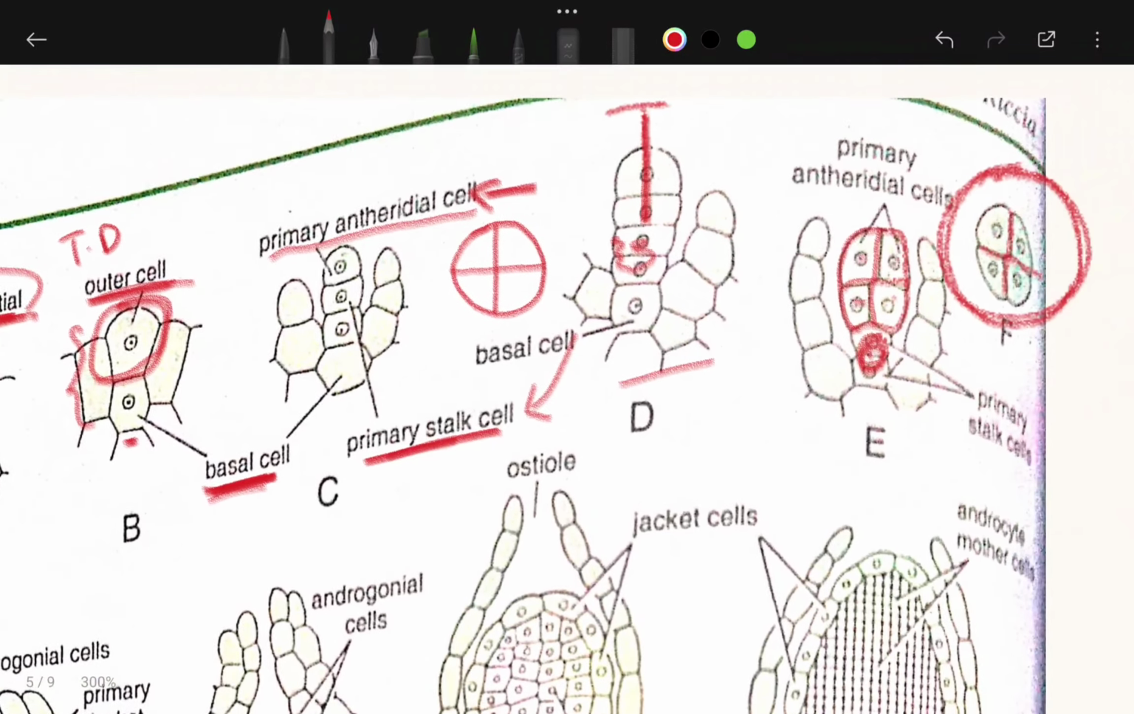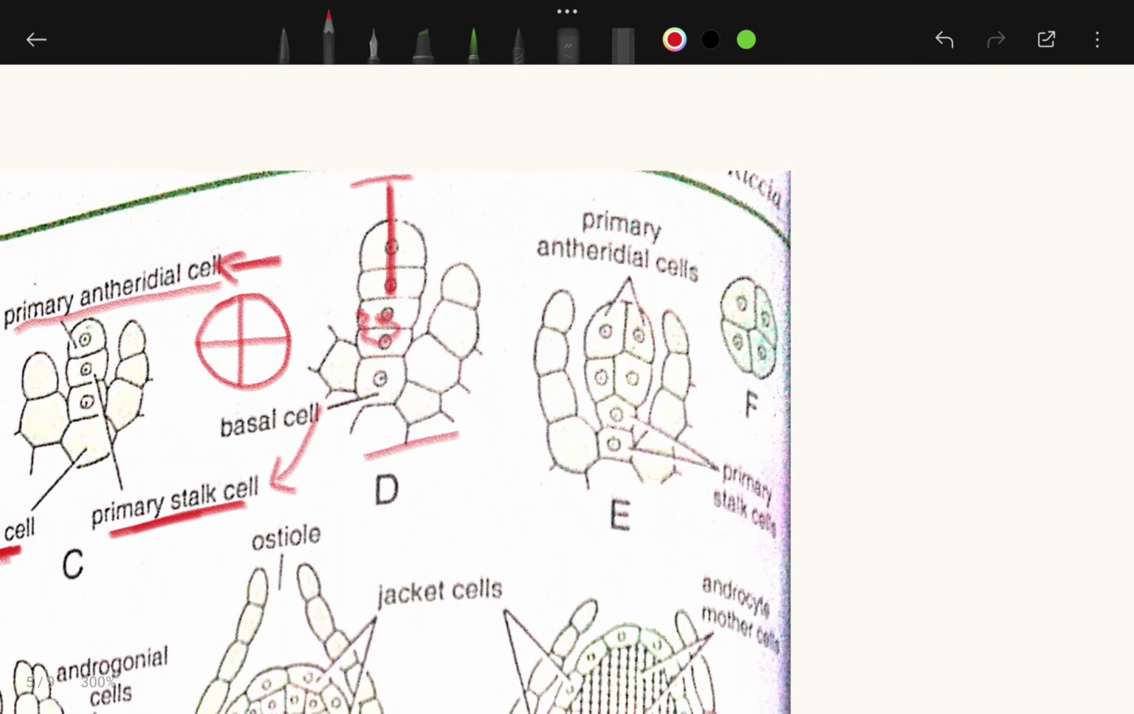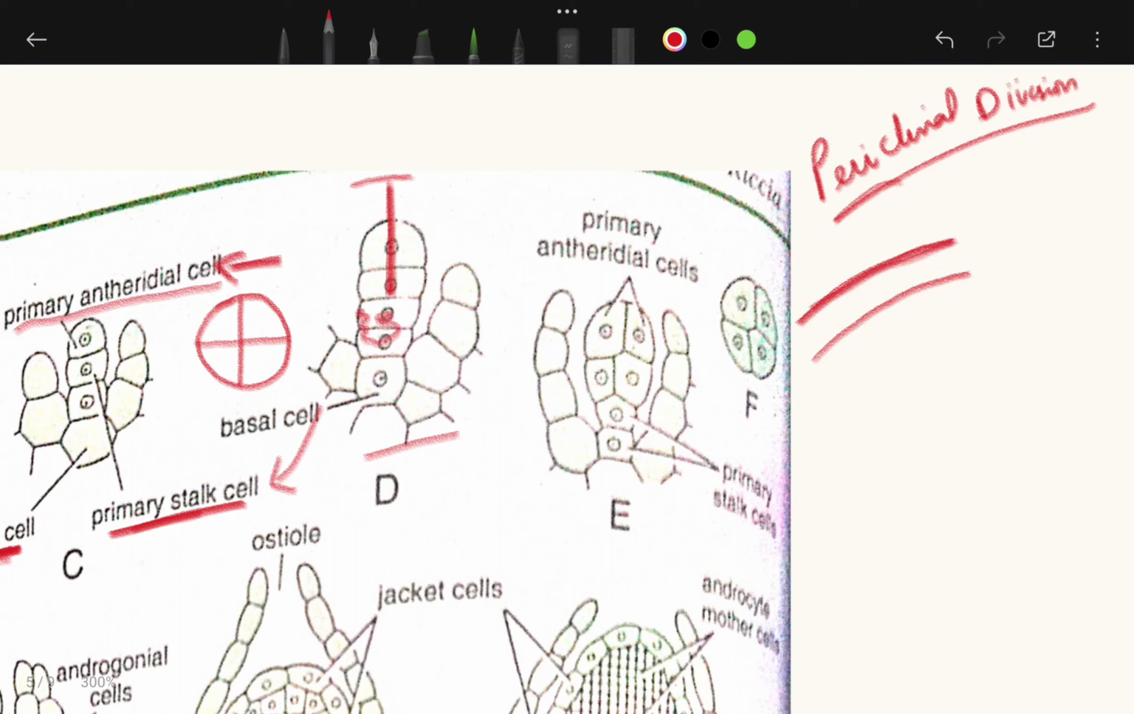Now what will happen is that these primary antheridial cells will undergo a special type of division, and this division is known as periclinal division. This periclinal division is a type of cell division where new cell wall formation will take place parallel to the cell surface. So if this is the cell surface, a new wall formation will take place in this manner, parallel to the cell surface. This type of division is known as periclinal division.